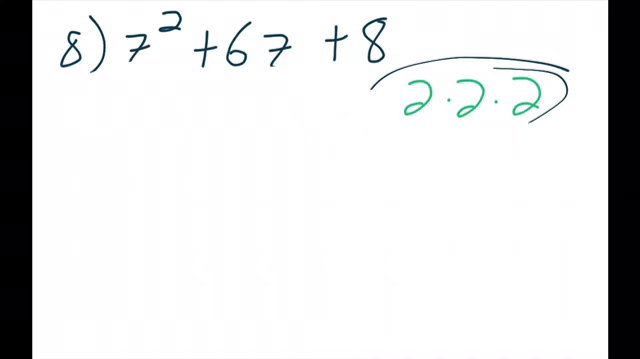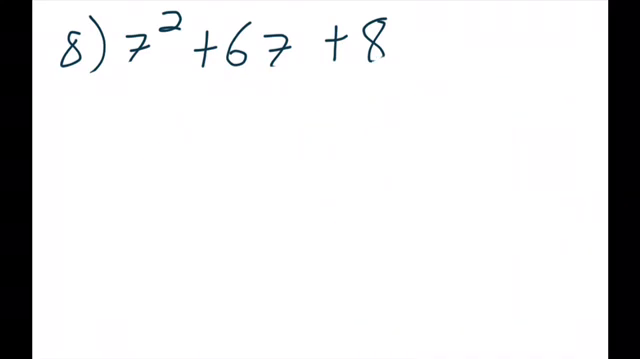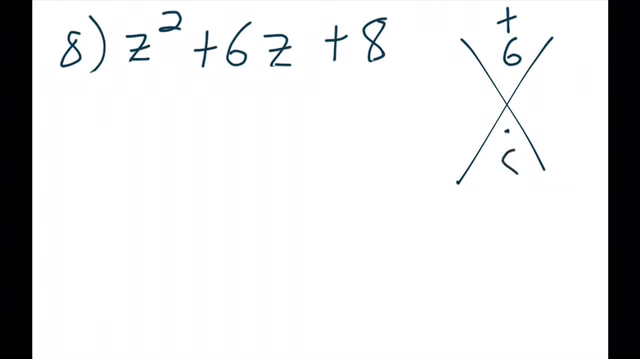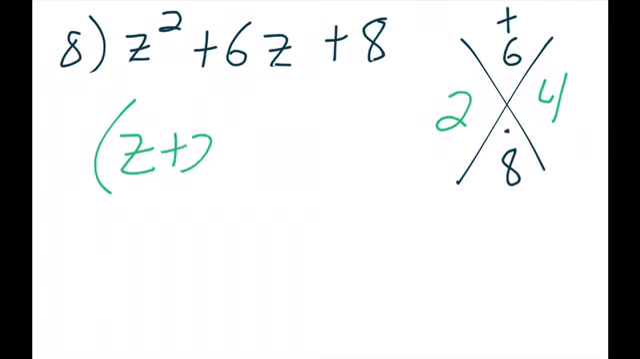If there is no GCF, then I'm going to use my X games. So now I'm looking for two numbers that when added give me 6 and when multiplied give me 8. Hopefully you saw that that is 2 and 4. So my answer here is z plus 2 times z plus 4.